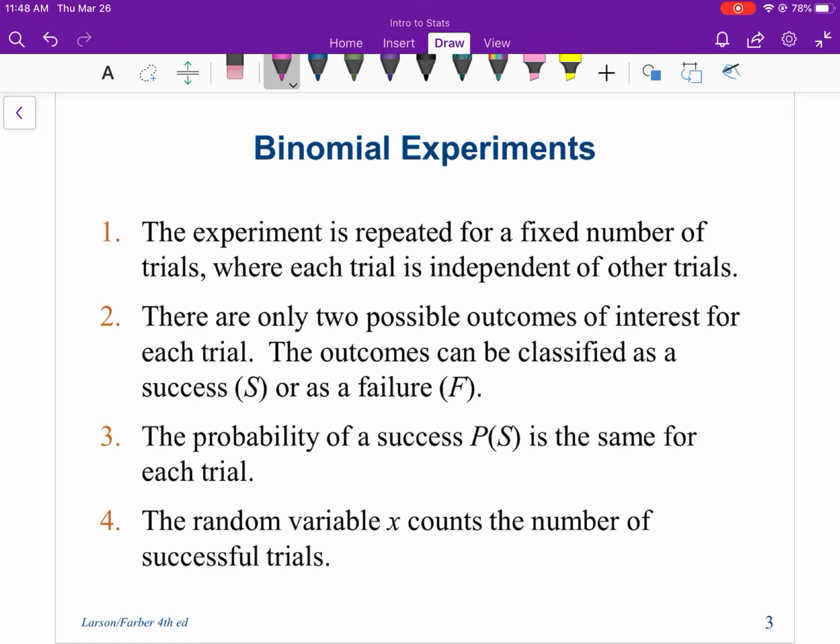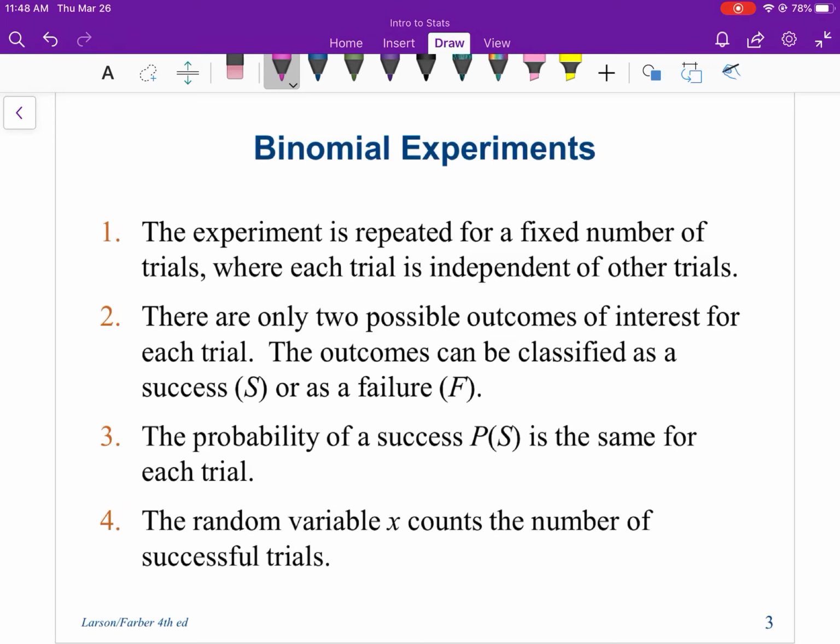For example, maybe you're going to draw a card out of a deck of cards and you're going to draw a card out 6 times. That trial is repeated then for 6 times. That's a fixed number of trials. Let's say I'm trying to figure out the probability of getting a heart 6 times.